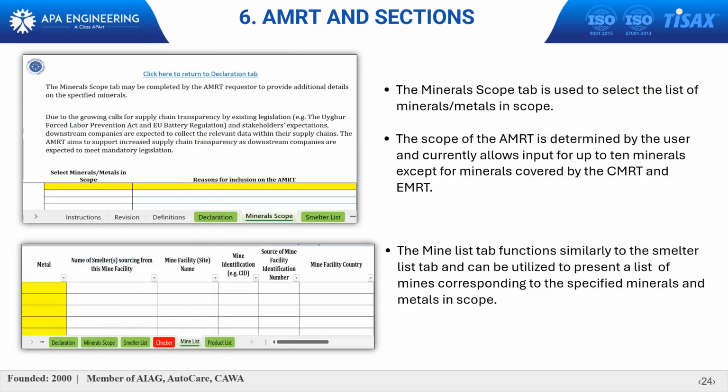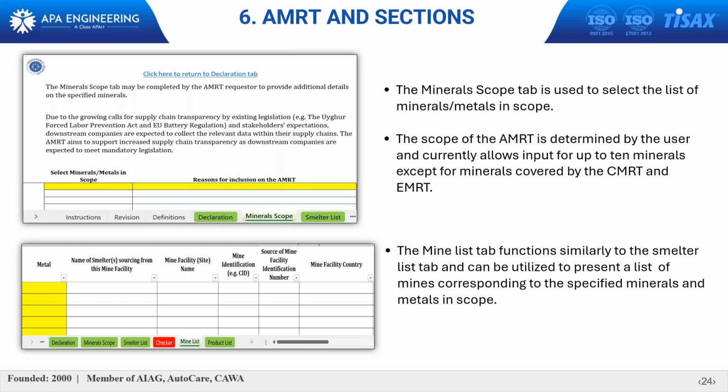So this is the mineral scope tab. The requester can provide a list of minerals or metals that are in scope. At present, the user can provide up to 10 minerals or metals. And the mine list tab is the same as the smelter list tab. It can be used to provide the list of mines corresponding to the given minerals or metals.